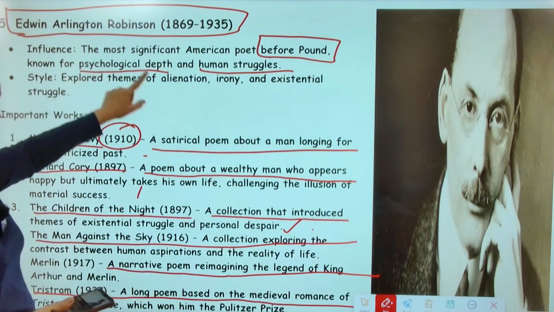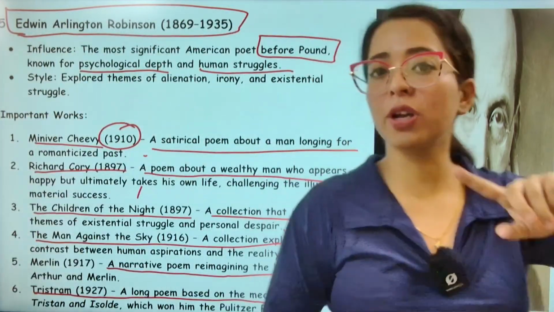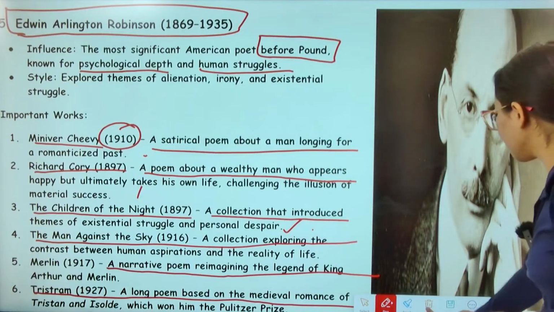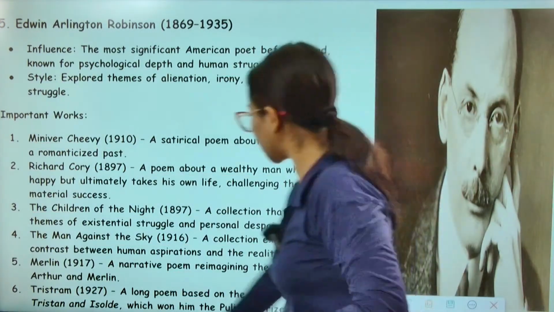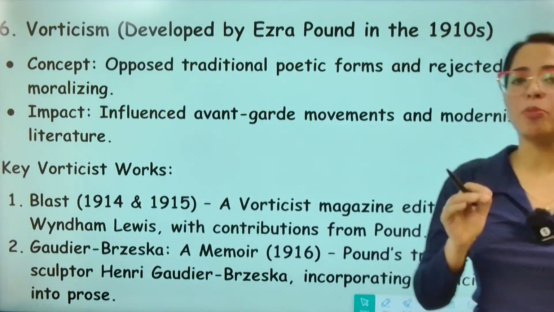Edward Arlington Robinson, 1869 to 1935. Make sure that yes, you are giving a lot of focus to this poet. Okay, then next you have Vorticism. Now we are coming to another important movement.